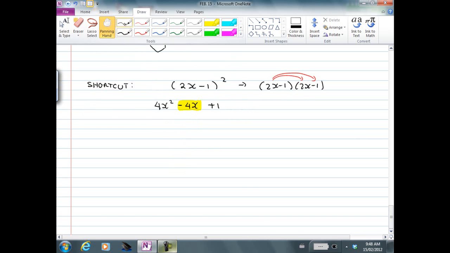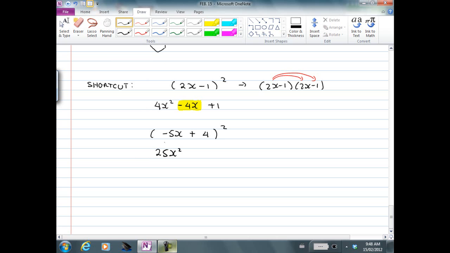Try this on your own. You've got to learn the shortcut system. This is going to be negative 5x plus 4, all squared. We're going to practice the shortcut system because we don't have time to FOIL all day. What's the first one going to be? 25x squared is correct.